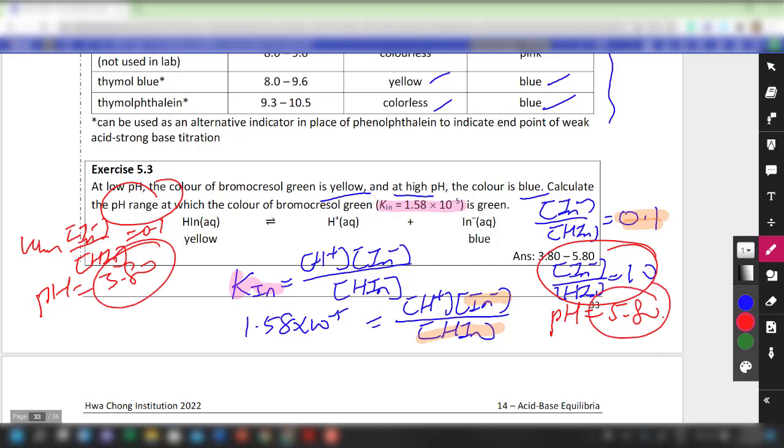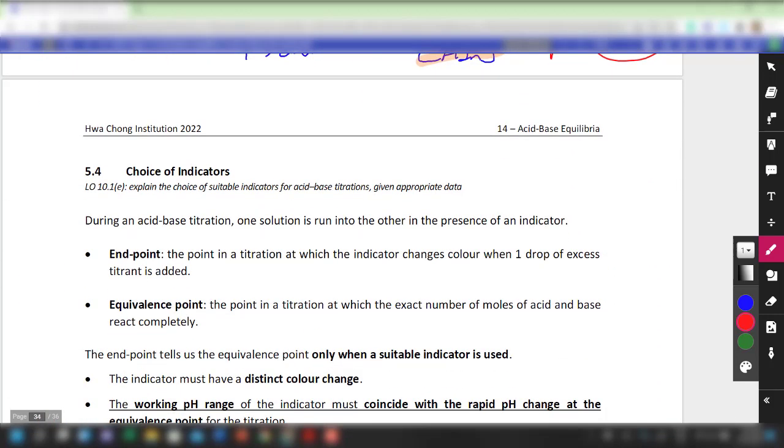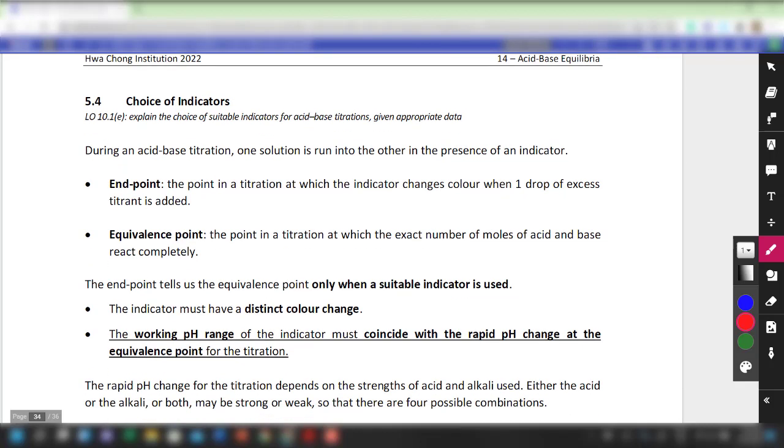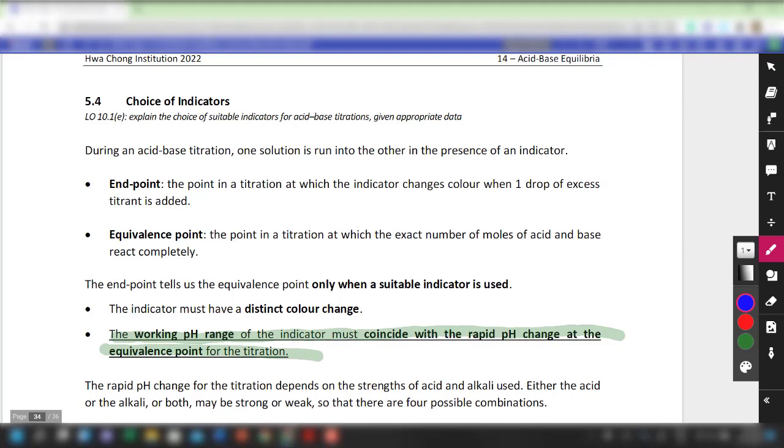I hope that makes a bit of sense to you, and it gives you a better gauge and perhaps a slightly better understanding of the nature of indicators. If we move on to 5.4 on the choices of indicators, at the end of the day, the same point still applies. We are going to choose an indicator where the working range coincides with the region of rapid pH change, and this is usually near the equivalence point.